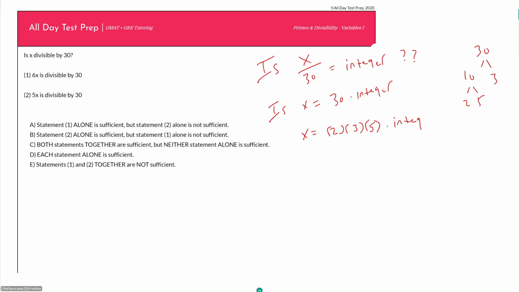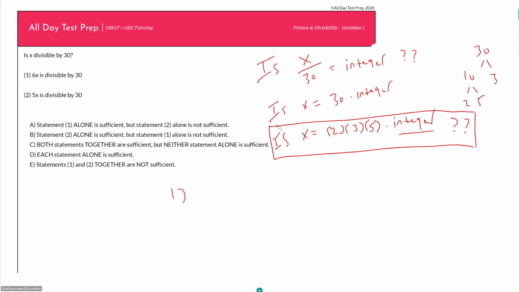Now this integer can be anything. It can be 1, 2, 3, 4, 5, 6, 7. So we don't necessarily know what this integer is contributing to x. So what we're asking is, at a minimum, does x contain a 2, a 3, and a 5? Do we know that x must necessarily contain a 2, a 3, and a 5 at a minimum?